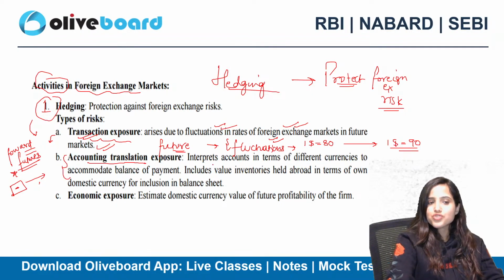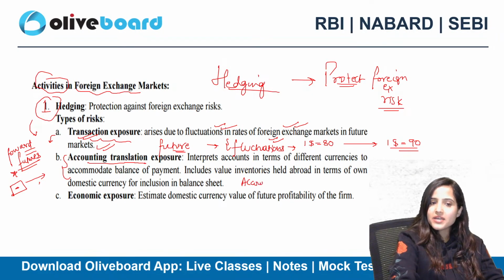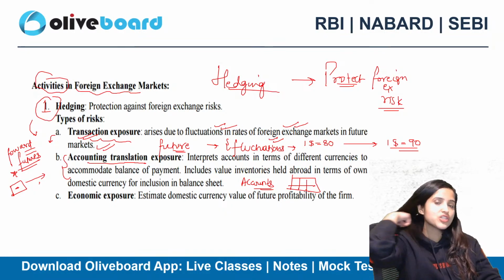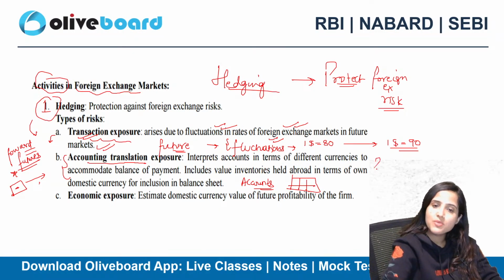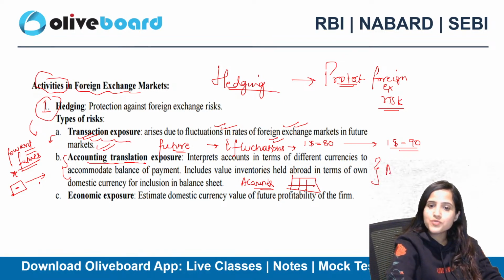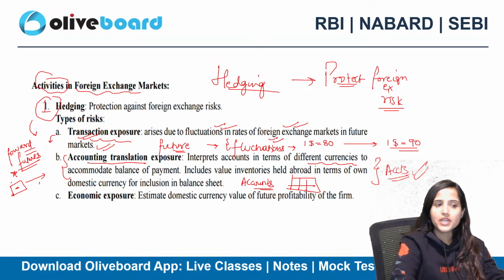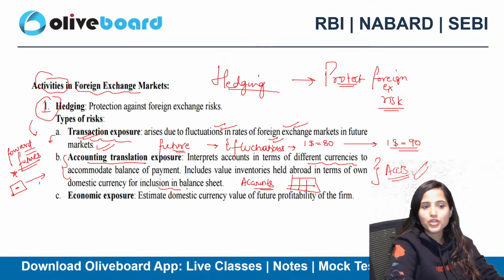अब अकाउंटिंग ट्रांसलेशन एक्सपोजर क्या है? अब आपने अकाउंट्स में अपना ऐड करना होता है, अकाउंट्स में यू हैव टू शो, है ना? तो फॉरेन एक्सचेंज जब फ्लक्चुएट करता है तो आपके अकाउंट्स में भी काफी चेंजेस आते हैं। अकाउंट्स में जब आपने ट्रांसलेट करना होता है उसमें इशू आ जाता है। So that kind of risk is your accounting translation exposure. So it interprets accounts in terms of different currencies to accommodate balance of payment. It includes various inventories held abroad in terms of own domestic currency for inclusion in balance sheet.